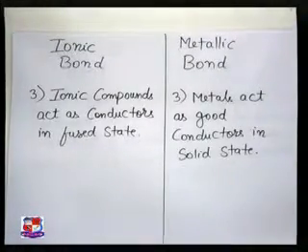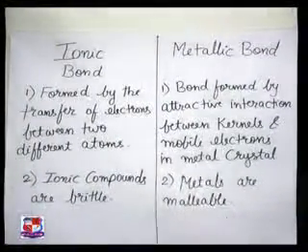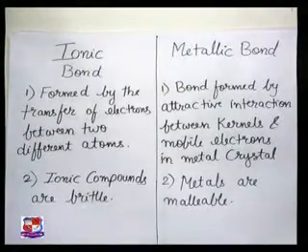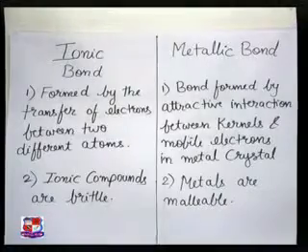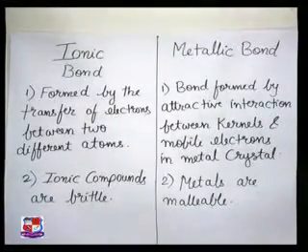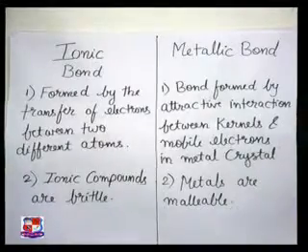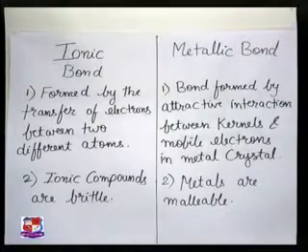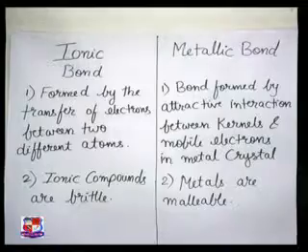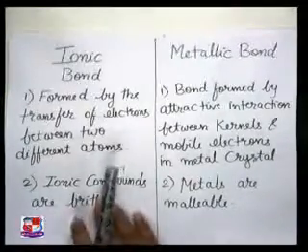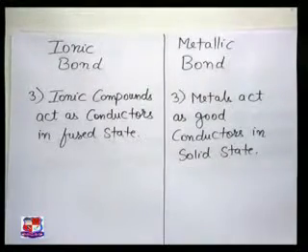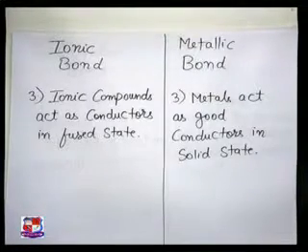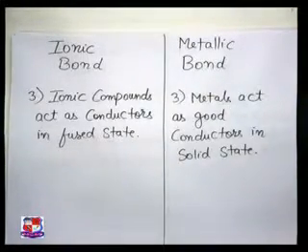Again I will put a revision. What are the 3 points? The first point itself is a definition: ionic bond is formed by transfer of electrons between two different atoms. Then you can write here, the metallic bond is formed by attractive interaction between kernels and mobile electrons in a metal crystal. Then you can see that ionic compounds are brittle in nature, and metals are basically malleable in nature. The third point, that is, ionic compounds act as conductors in the fused state, and metallic compounds are basically good conductors in the solid state.